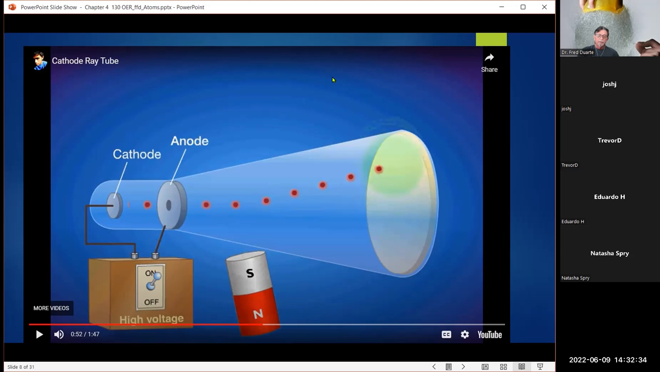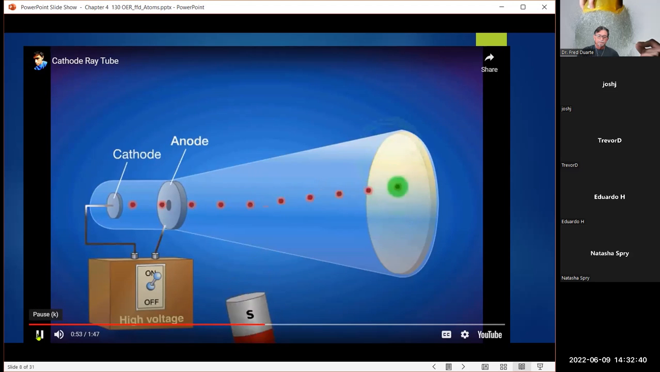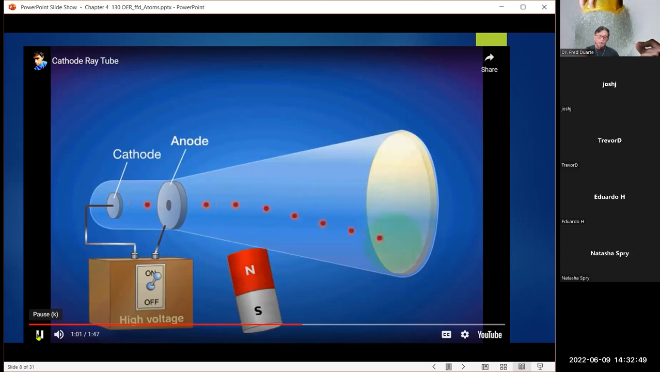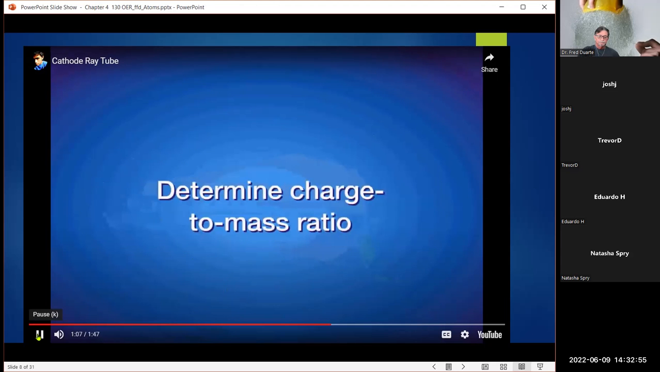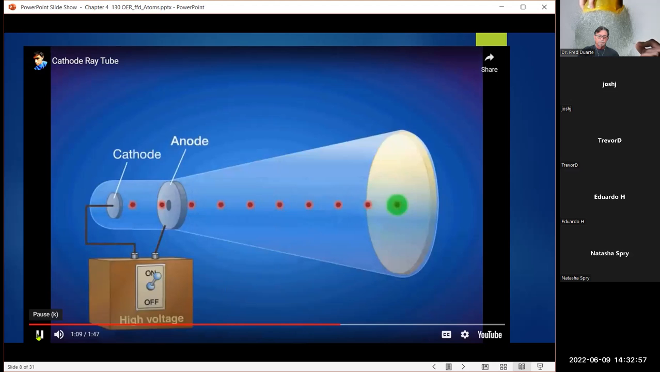And then an applied magnetic force deflects the particle. It can interact with an external magnetic field. The electrons are deflected by the magnetic field. As expected, when the direction of the external magnetic field is reversed, the beam of electrons is deflected in the opposite direction. In 1897, J.J.